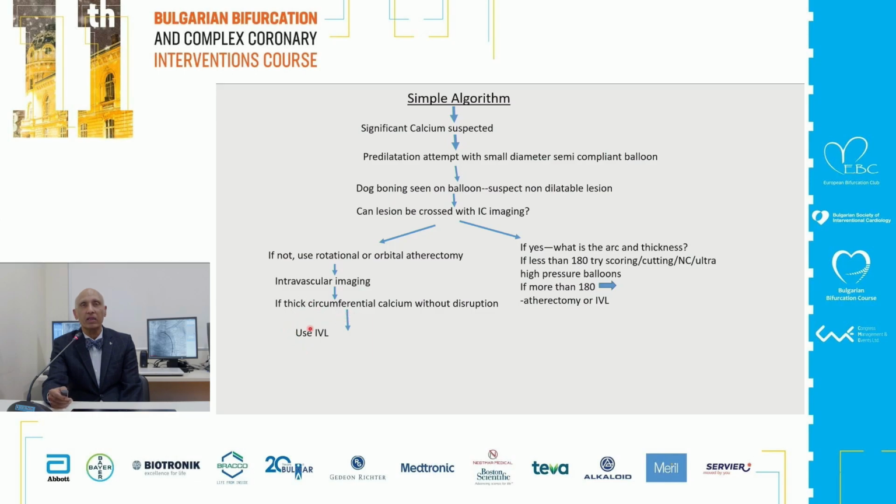And if you find that there is thick circumferential calcium with no effect on the calcification, then one can use intravascular lithotripsy. If it can be crossed with imaging after pre-dilatation, then you have to decide what is the arc and thickness, and based on that, you can choose either high-pressure balloons or atherectomy or IVL. So this is how one can reduce the use of plaque modifiers, which obviously are expensive and need a certain degree of expertise to use. So intravascular imaging can help you do that if it indeed does cross the lesion.